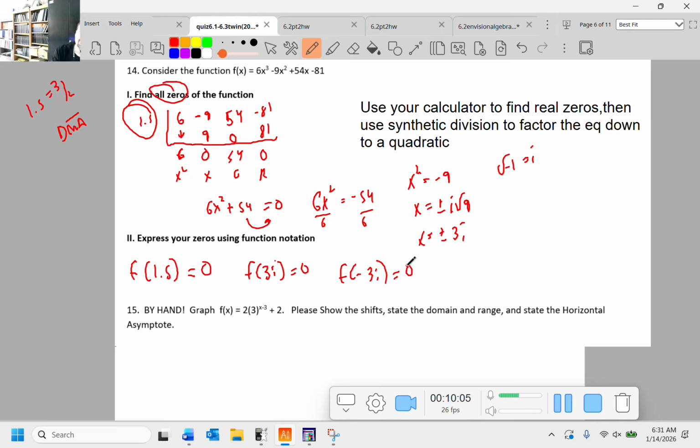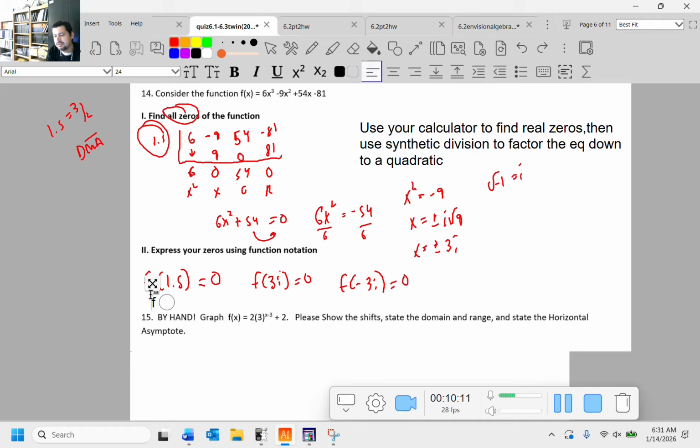I should actually say f composed of 1.5, but you know, that's what I'm saying. I'm saying f of 1.5 is a 0. That's all there is to it, kids. If these were factors, we would have flipped the signs, but they're not. They were the actual legit zeros.